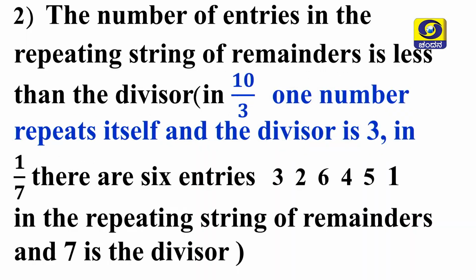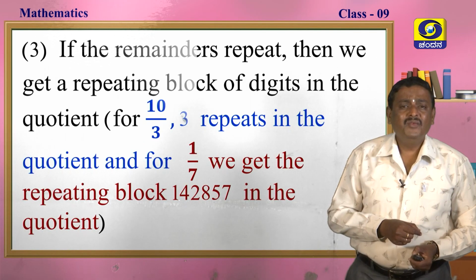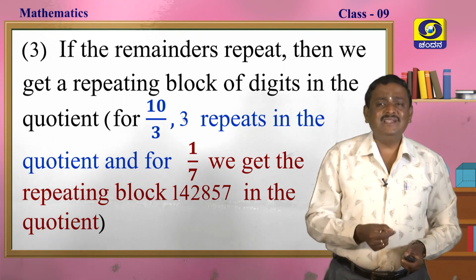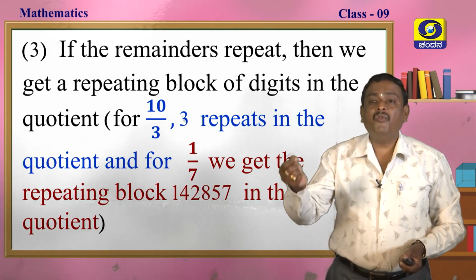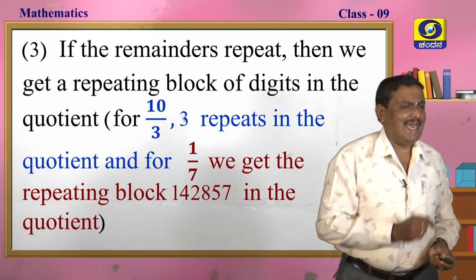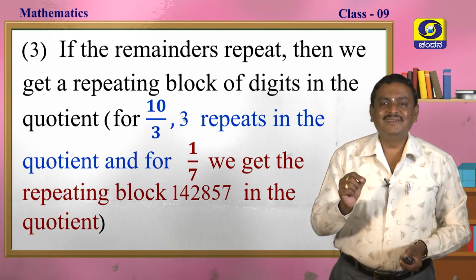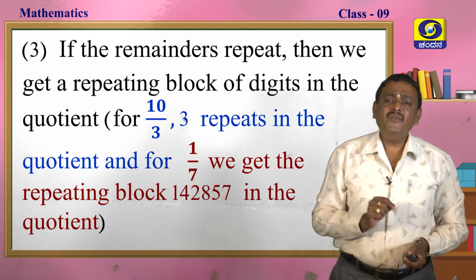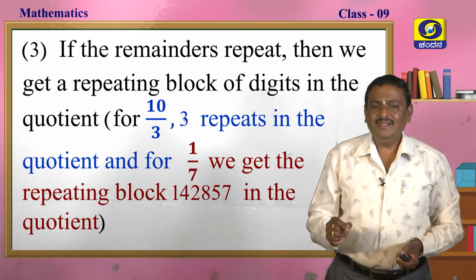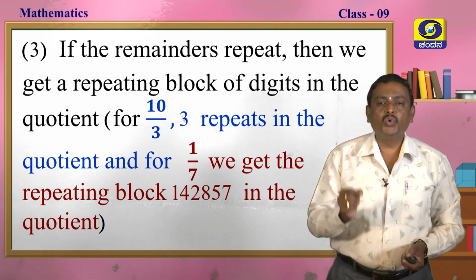In 10 by 3, one number is repeating itself and the divisor is 3. In 1 by 7, there are 6 entries, that is 3, 2, 6, 4, 5, 1 in the repeating string of remainders, and 7 is the divisor, my dear students. The third one, very important: if the remainder repeats, then we get a repeating block of digits in the quotient. For example, in 10 by 3, here 3 repeats in the quotient, and for 1 by 7 we get the repeating block, that is 1, 4, 2, 8, 5, 7.